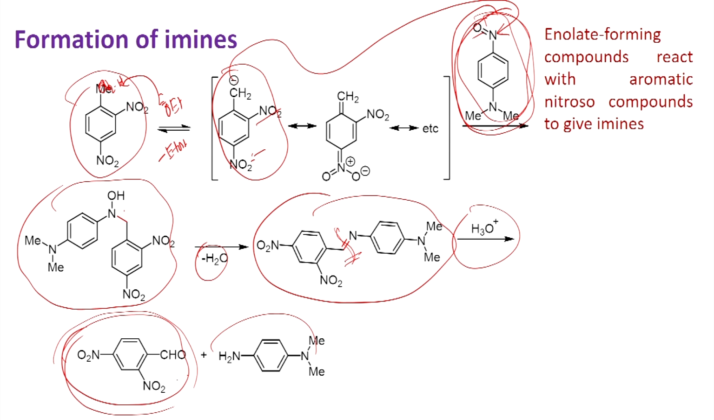First, you react with the base and you generate the anion. Once you form this one, it undergoes addition with this nitroso compound. That addition product gives this hydroxylamine derivative that readily loses a water molecule to give this imine as the product. That imine under acidic conditions undergoes hydrolysis to give this aldehyde as the product.